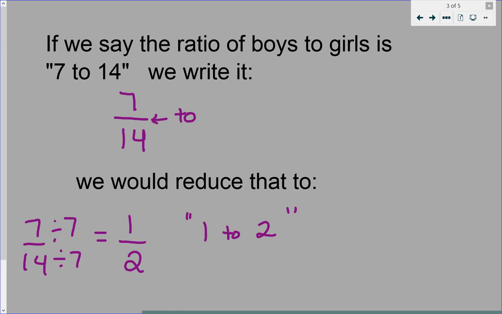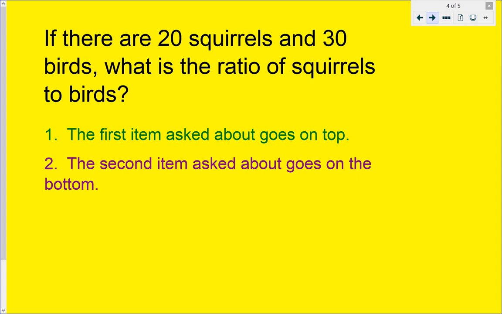If we look at the next page here, if there are 20 squirrels and 30 birds, what is the ratio of squirrels to birds? So, squirrels to birds. Squirrels is asked first, so squirrels has to go on top. So that's the number 20, over the amount of birds we have, which was 30. Okay, so it's 20 to 30, but we want to simplify it to make it easier.